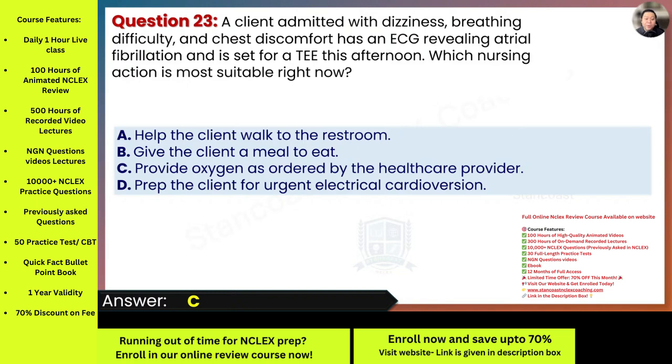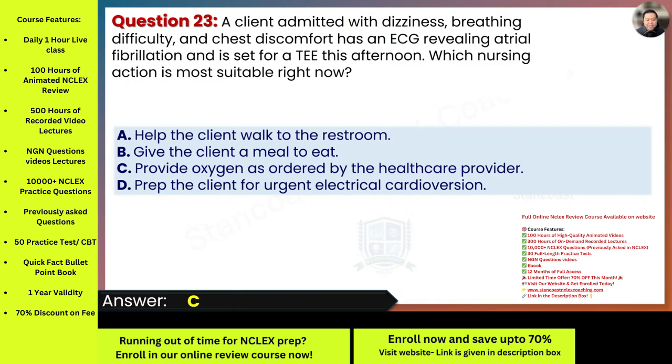Remember, it requires NPO for at least 6 hours. And letter D, prep the client for urgent electrical cardioversion. Electrical cardioversion involves shocking the heart to restore the normal rhythm. So this is not the first course of action here. And the reason is that before performing cardioversion, the healthcare team needs to ensure that there are no blood clots in the atria. And this is done by performing the TEE first.